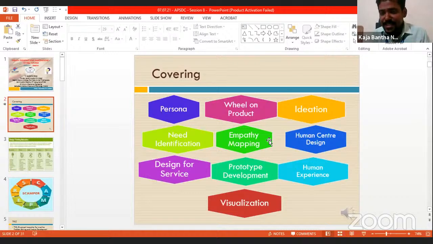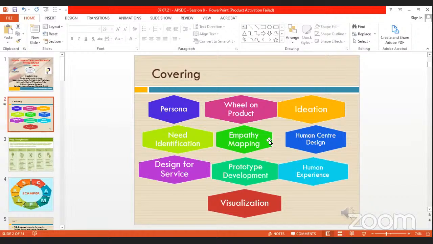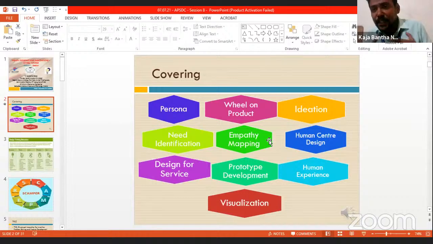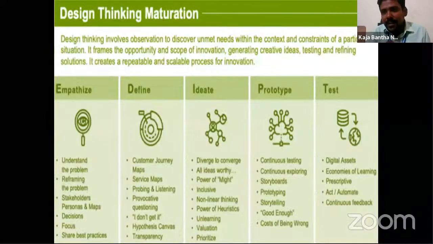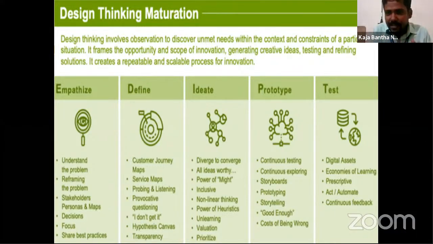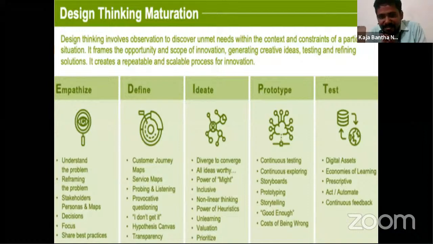And visualizations: how to visualize the product, how to visualize the persons. You can visualize your customer persona, buyer persona, different types. We already saw that. Now we will move to the next level, design thinking tools. Design thinking is the normal thing you already know. Every day we are seeing different phases: empathize, define, ideate. Up to this, we have completed.